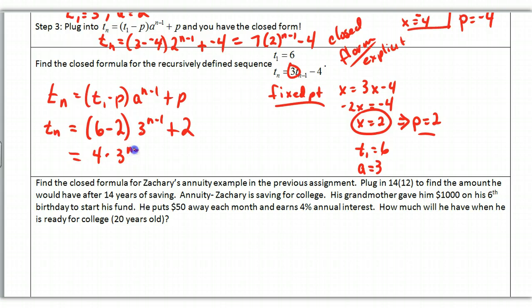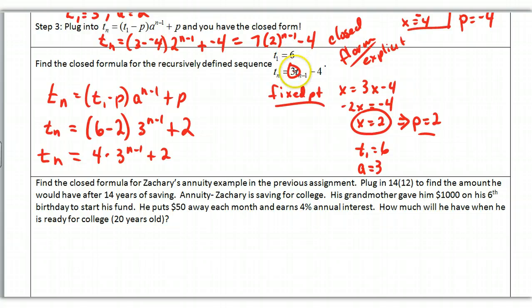Simplify, this would be 4 times 3 to the n minus 1. When I write it like this, I can't multiply the 4 times 3. That's a mistake for some of you. Be careful. This would be my closed form. Now what we should do is probably check this. Why don't you go ahead and check it?